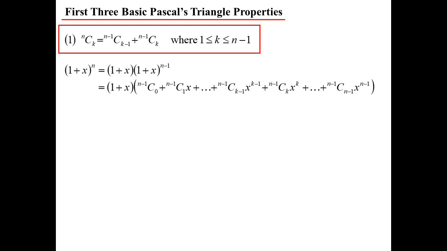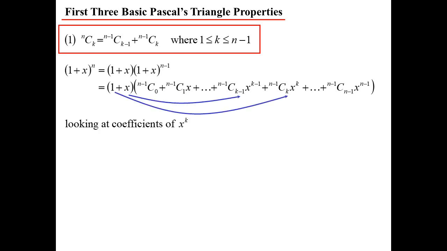If I expand out the (1 + x)^(n-1) using our new idea, it'd be n-1C0, n-1C1 x plus, and then somewhere in the middle there'd be these 2 terms, n-1Ck-1 x^(k-1) plus n-1Ck x^k, plus, and we would keep going until we got to the last term, n-1Cn-1 x^(n-1). Now those 2 terms in the middle become quite important because remember we want to expand out and I just want to look at the coefficient of x to the power of k.